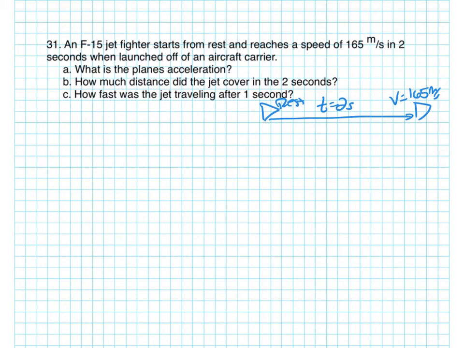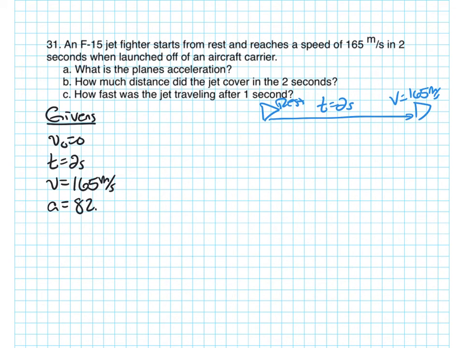2 seconds. So in terms of listing our givens, we stated before that it starts at rest, so V naught is equal to 0. The time is equal to 2 seconds, and the final velocity is 165 meters per second. We also calculated earlier, and this is going to be important for us on this, that the acceleration of the jet is 82.5 meters per second squared. And that came from a solution to part A up above.